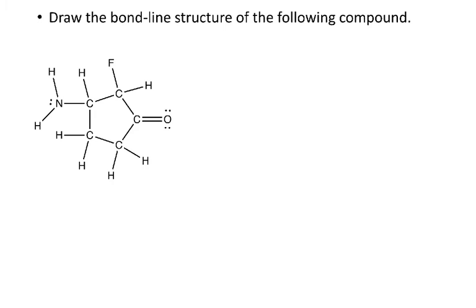Okay, here's a cyclic structure. Again, what I usually do is start with the carbons and then fill everything else in. I have a 5-membered carbon ring, so it forms a pentagon. If I draw a pentagon, that takes care of my carbons, and at each one of these corners is one of the carbon atoms.